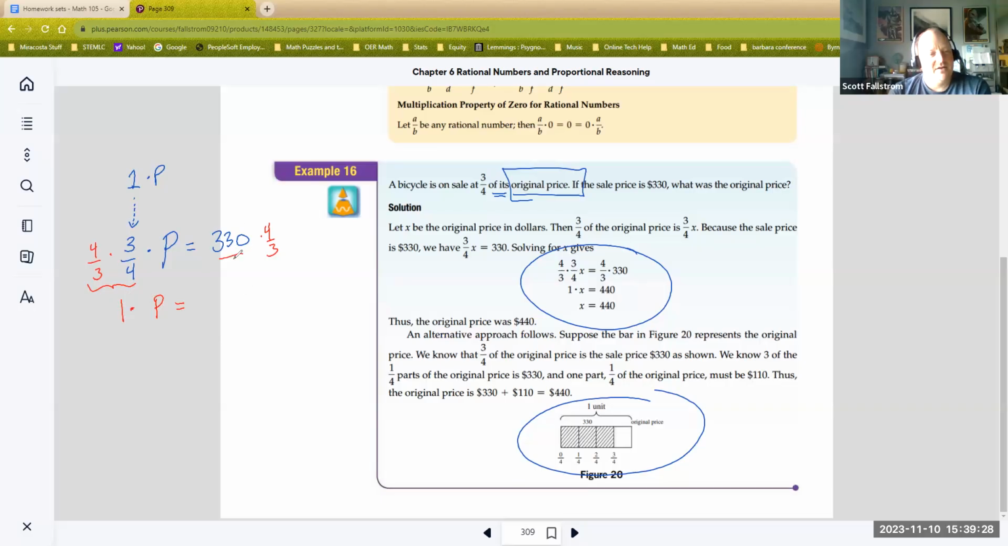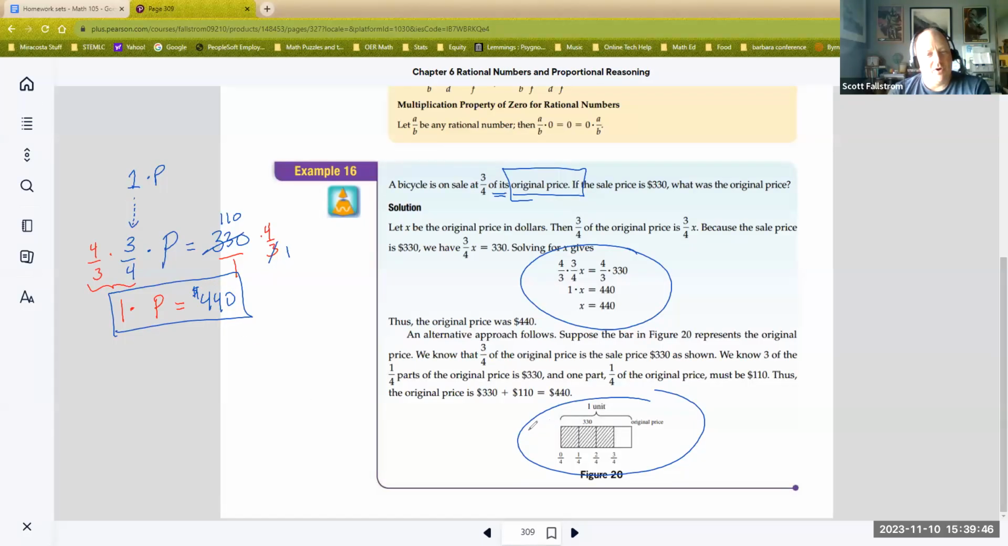And on the other side, I could multiply straight across, or you could also remove fractions, common pieces. And so here I see a 3 goes in and a 3 goes in, and then I have 110 times 4, so the original price would be $440.